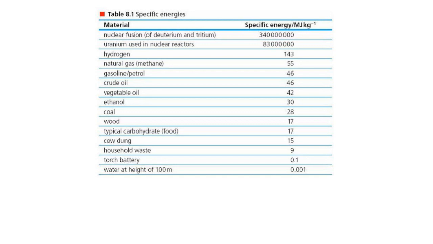This is what we have access to. This is uranium. Hydrogen, highly flammable, but again, a good source. But let's have a look at our fossil fuels here. We're looking at natural gas, 55, gasoline, 46, crude oil, 46, etc., coal, 28, wood. So these actually are quite decent values of specific energy. And when we compare them to something like water at a height of 100 meters, now this is your hydroelectric, right? That's a pathetic amount. That's much, much, much lower.